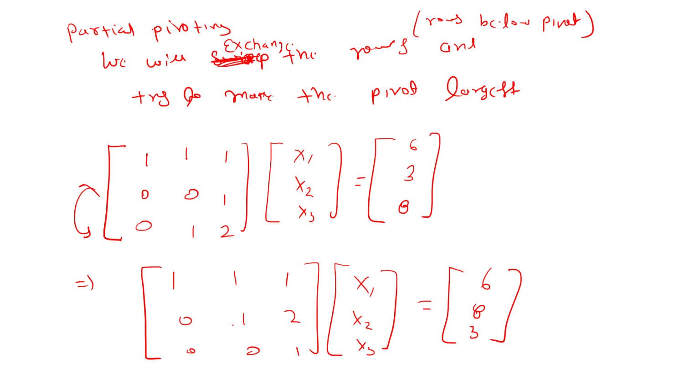Now we'll further proceed with the pivoting and then row operations, but in this case we don't need to do that. So we directly get x3 is equal to 3, x2 is equal to 2, and then x1 is equal to 1. So this is partial pivoting, when we are exchanging or swapping the rows to make the pivot element non-zero, or the diagonal element non-zero.